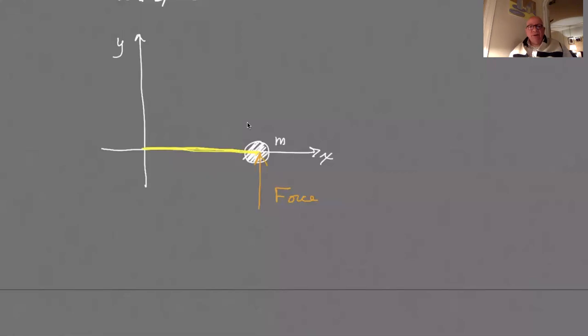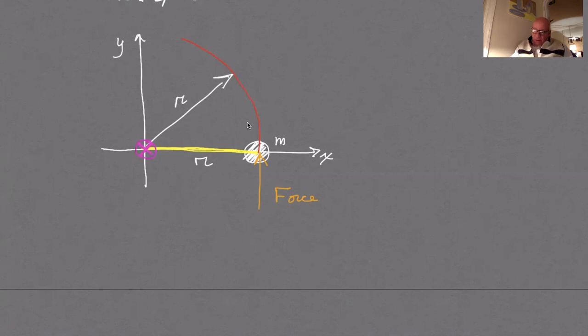Looking down, this could very well be a hockey puck tethered by a really light rod. Come in and slap that hockey puck with a hockey stick, and then look at the ensuing motion. This is going to move on a circular path at some fixed radius from an axis of rotation. The axis of rotation is going to be at the origin.